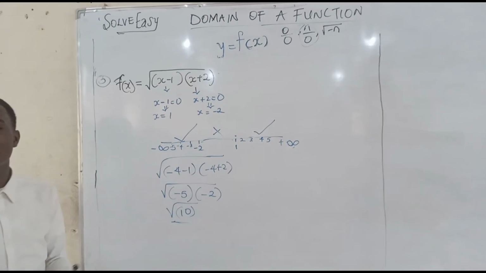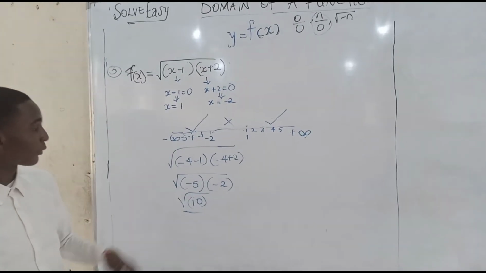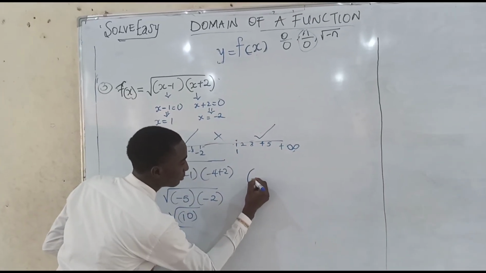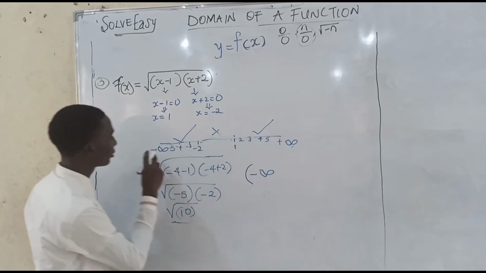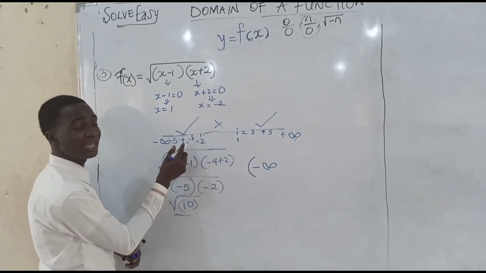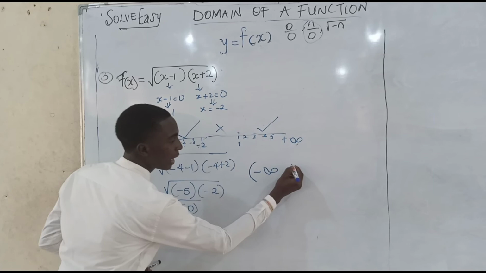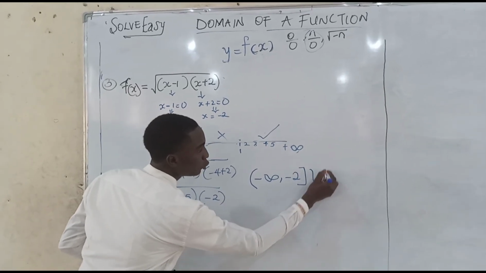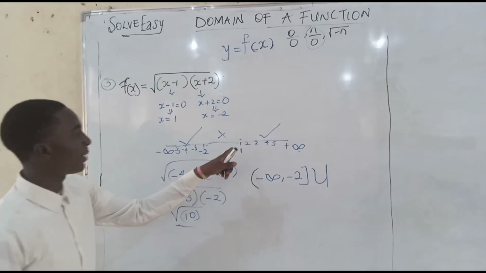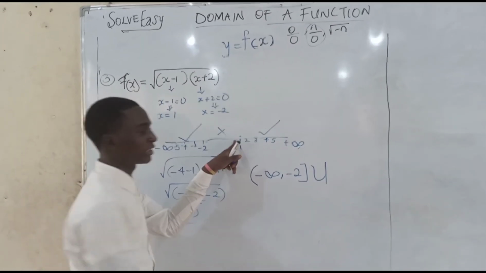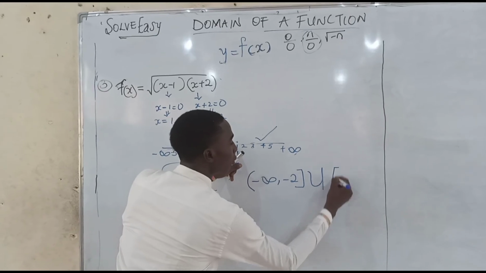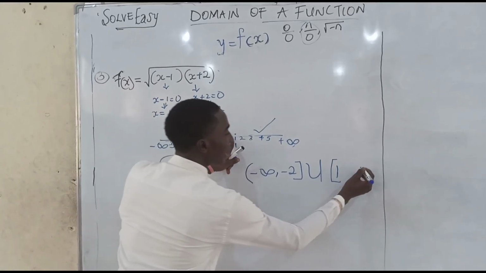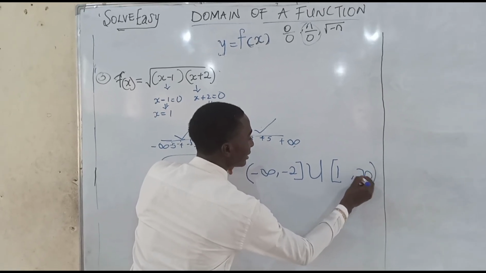Now if I want to write my answer in bracket form, all I need to do is to open my bracket, put my negative infinity, and the defined value ends at negative 2. I will close my bracket at negative 2. Union, coming here, it starts at positive 1. I will close my bracket at positive 1, and I will open my bracket at infinity.